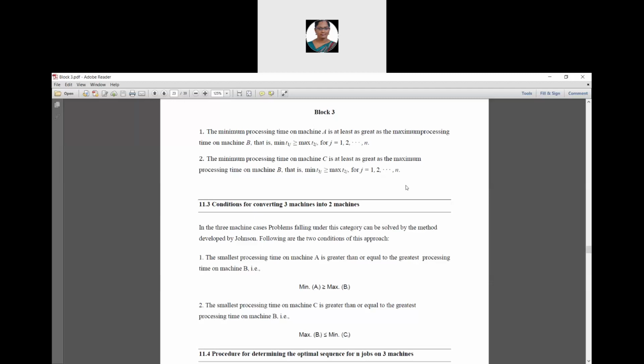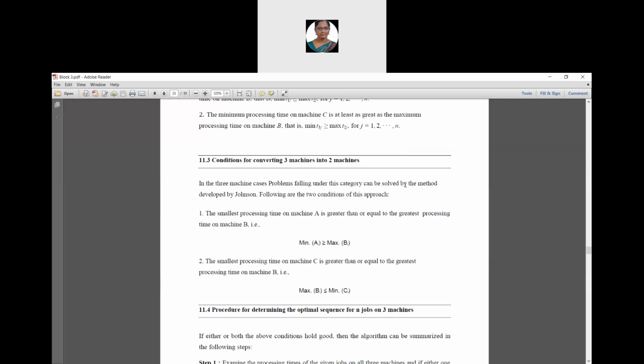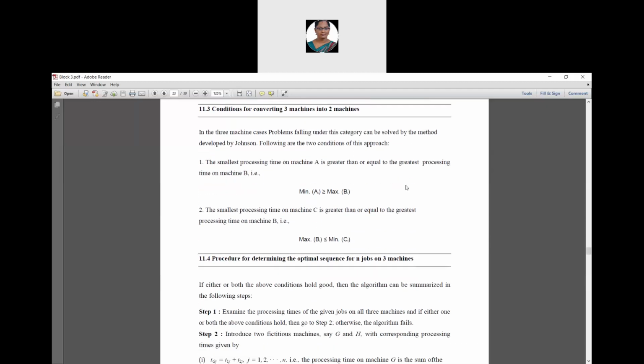In the three machine case, problems falling under this category can be converted by the method developed by Johnson. Following are the two conditions of this approach. The smallest processing time on machine A is greater than or equal to the greatest processing time on machine B. That is, minimum of A greater than or equal to maximum of B. Minimum duration of the first machine A is greater than or equal to maximum duration of the second machine B.